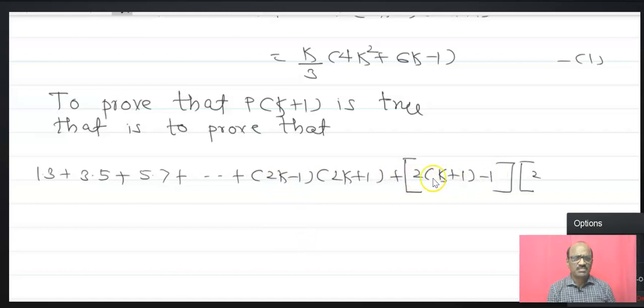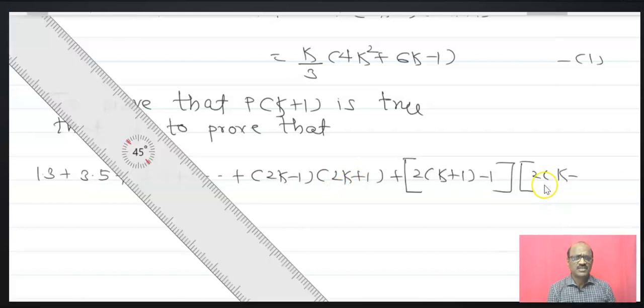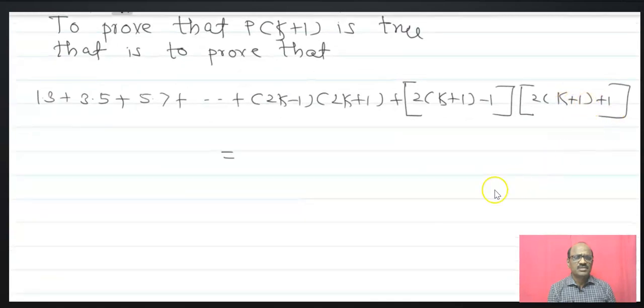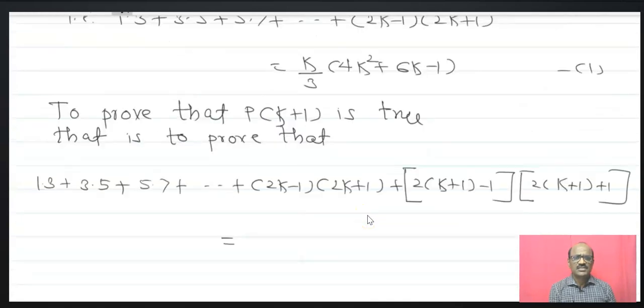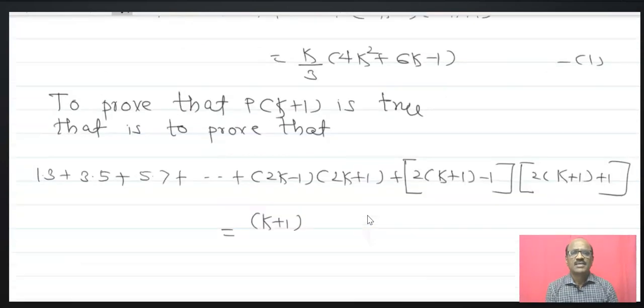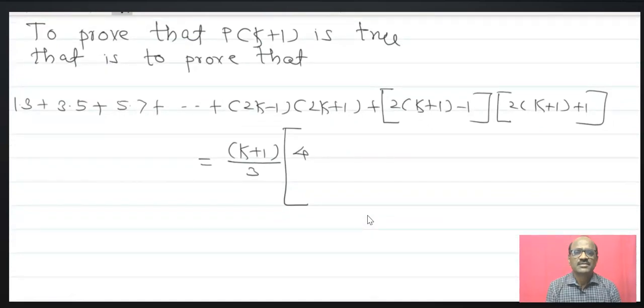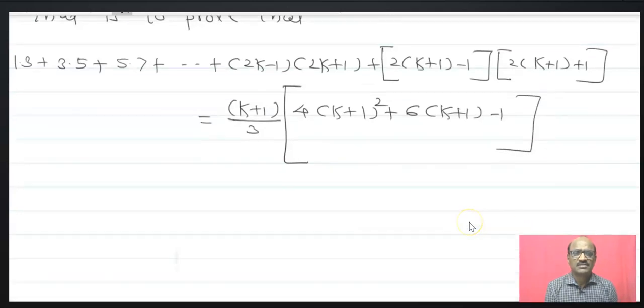Therefore it is 2 in bracket (k plus 1 minus 1), and here also this k is replaced by k plus 1. Now see this simplification, that is 2 in bracket (k plus 1) plus 1. That is now the RHS: (k plus 1) upon 3 (4 (k plus 1) square plus 6 (k plus 1) minus 1).